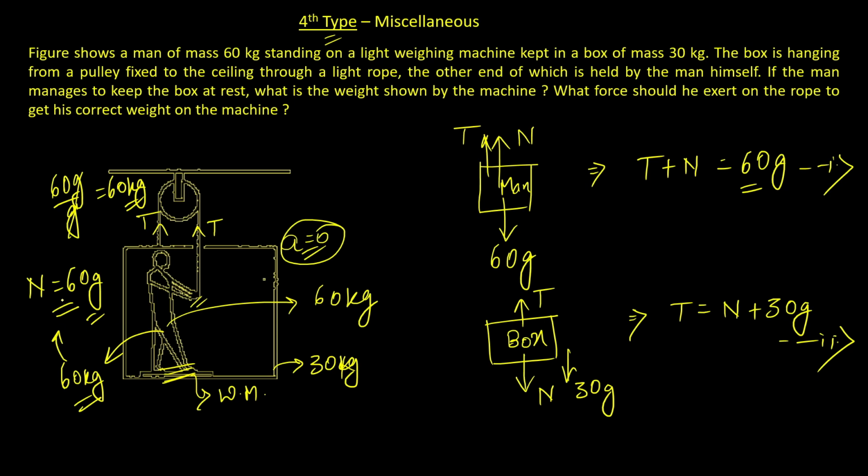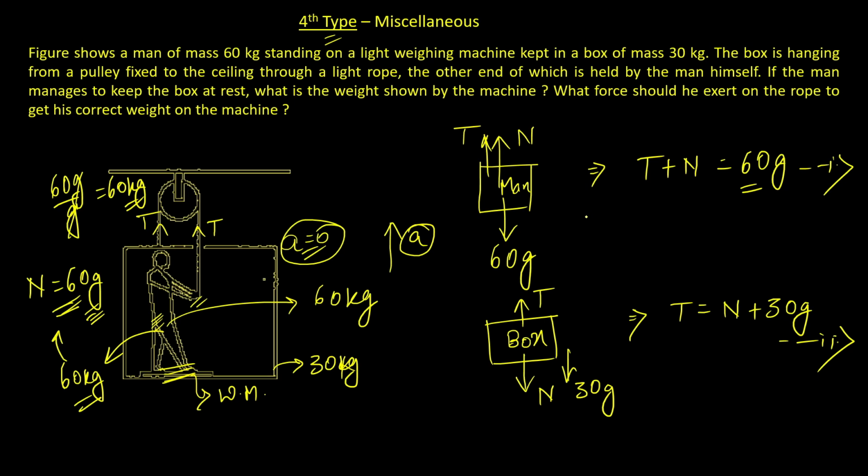So he wants the normal reaction to be 60 G in the second part of the question. But for having this much normal reaction, the system is not going to be at rest. The system will be at rest only when normal reaction is 15 G, that is, the mass shown on the weighing balance will be 15 kg. So in this case, suppose the system has an acceleration A in the upward direction. This man is going to move upward with acceleration A, and this box is also going to move upward with acceleration A.